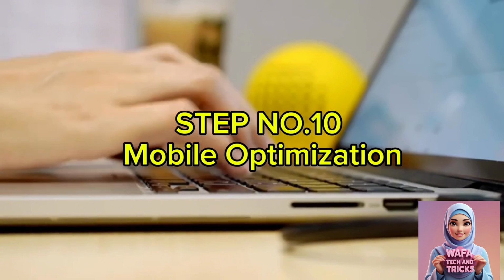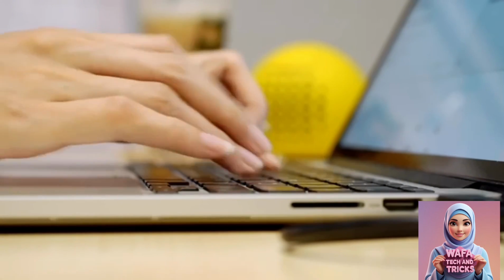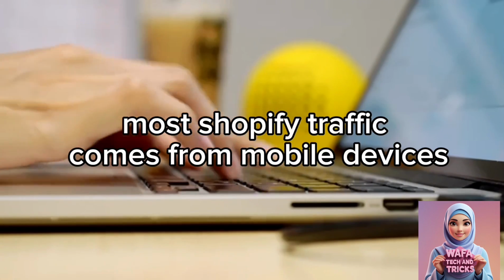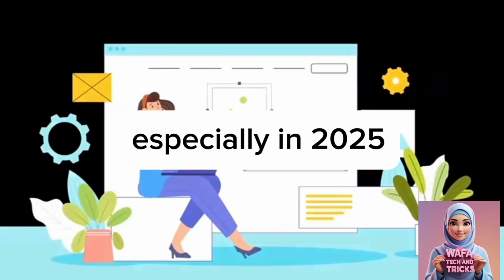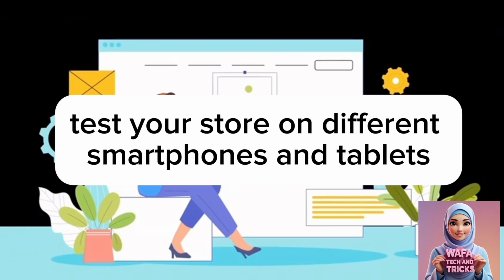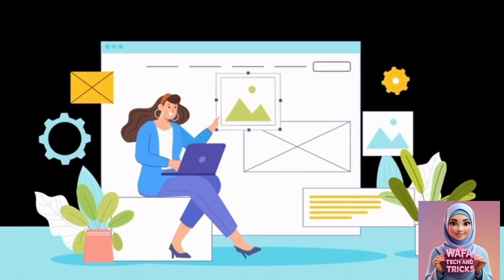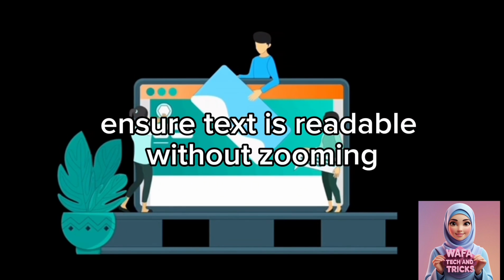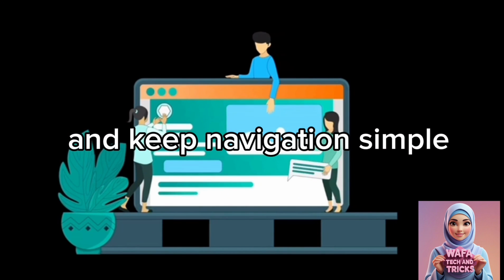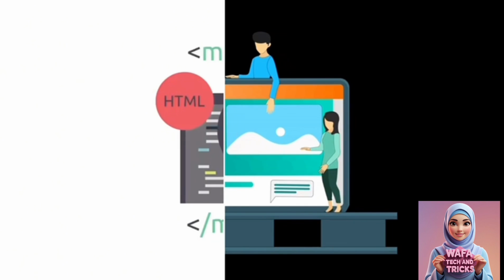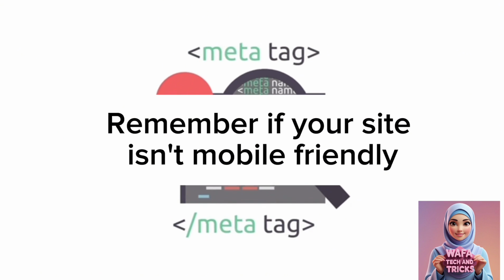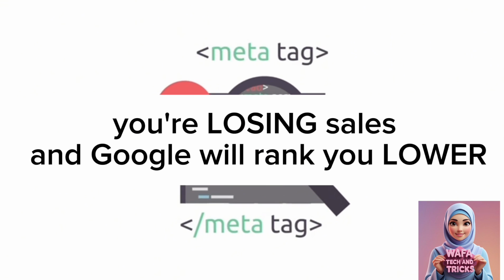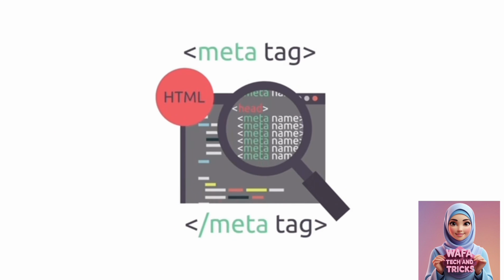Step 10, mobile optimization. Most Shopify traffic comes from mobile devices, especially in 2025. Test your store on different smartphones and tablets. Use large, tappable buttons, ensure text is readable without zooming, and keep navigation simple. Remember, if your site isn't mobile friendly, you are losing sales and Google will rank you lower.